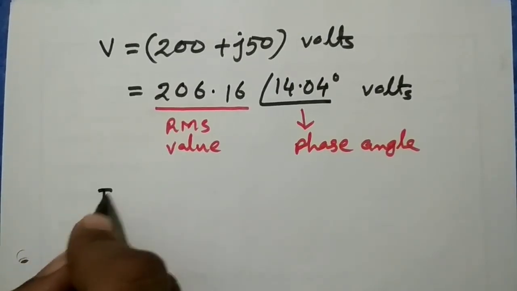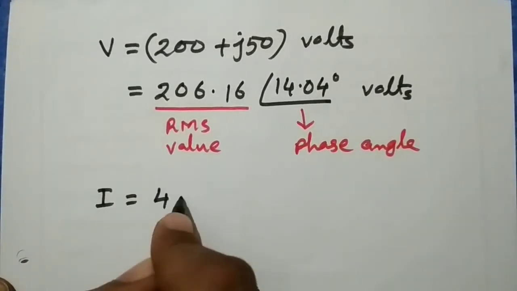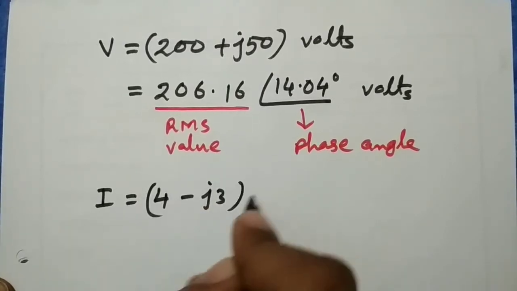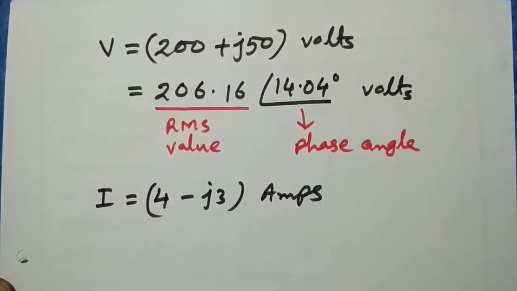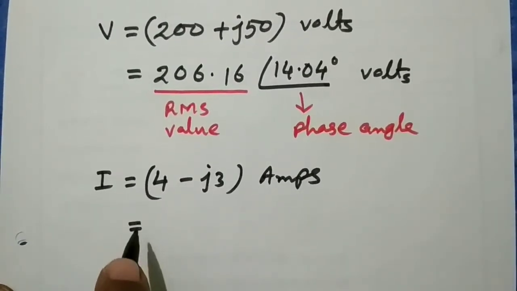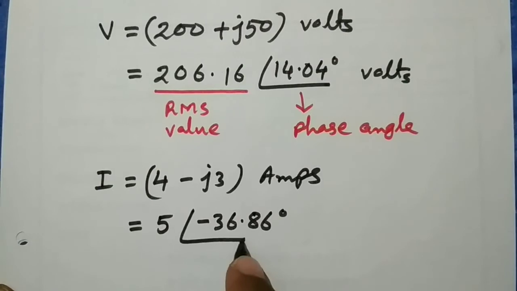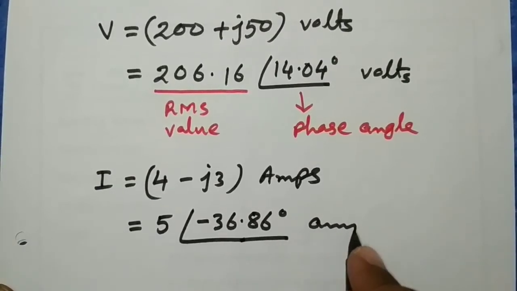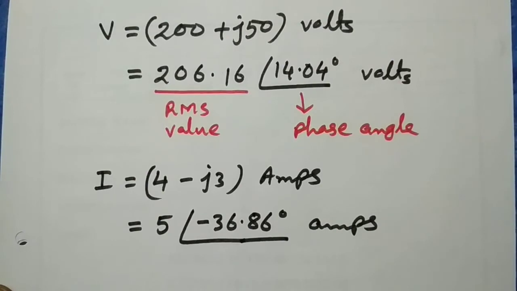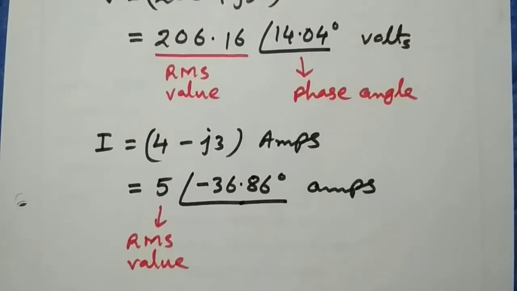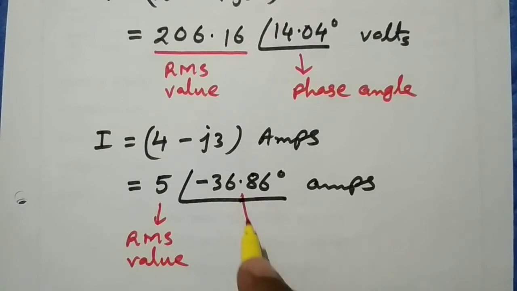Similarly, let's say the current is 4 minus J3 amperes. If we represent it in the polar format, it will be 5 angle minus 36.86 degrees. So here the 5 is the RMS value of the current. And minus 36.86 is the phase angle of the current.